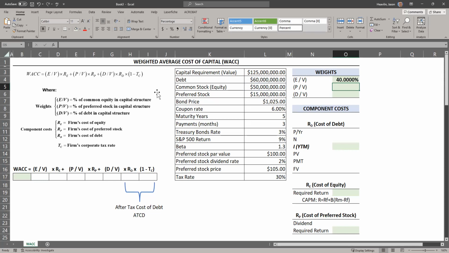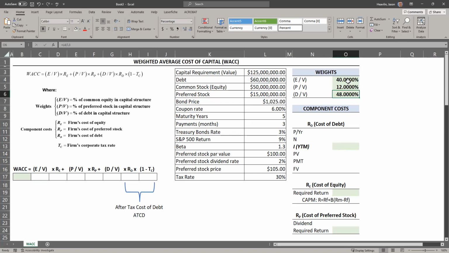We do the same thing with preferred stock. Notice we just go in the order in which this example is set, but it doesn't have to be in that order. So we take the preferred stock, 15 million, divided by the total value, by the V, and that gives us 4%. We take debt, 60 million. Those are the dollar amounts, the total amounts, divided by the 125 million. 48%. These three add up to 100%.